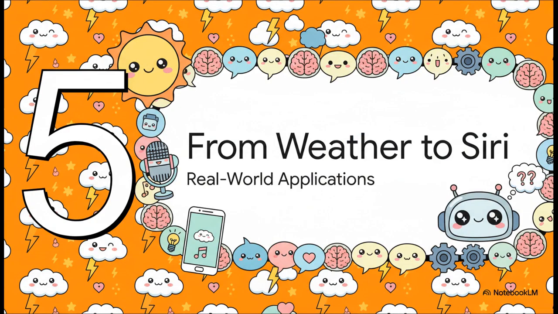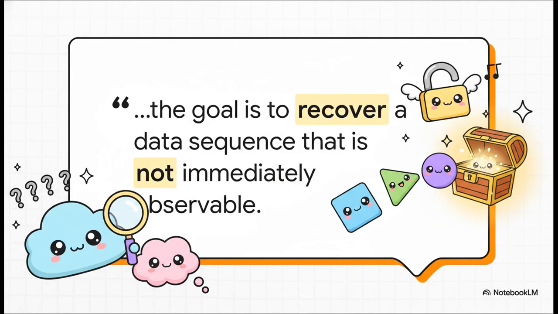And here's the big reveal, the aha moment. This really elegant logic we've been using for Bob's weather isn't just for fun little puzzles. It is the fundamental engine behind some of the most impressive technology we use every single day. Yeah, the goal is always the same. You want to recover a sequence of data you can't see by using the data that you can. And that one simple, powerful idea unlocks a staggering number of applications.